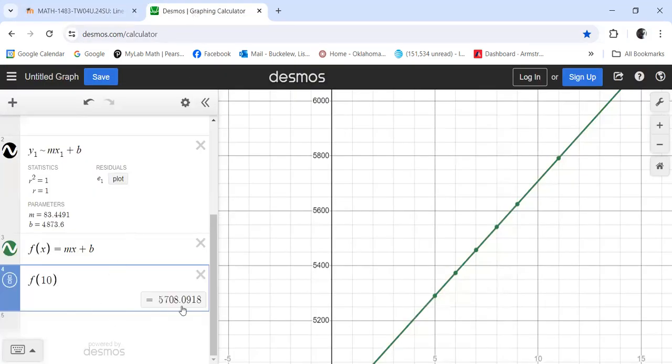Okay, so it's 5708.0 9. The 1 is the third place, but it's followed by an 8. So the 1 bumps up to 2. So 5708.092.